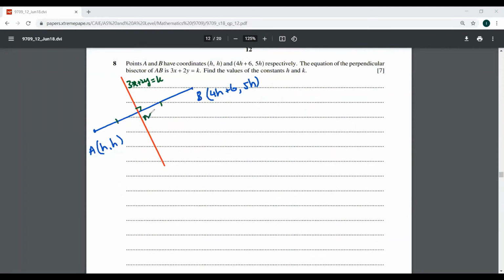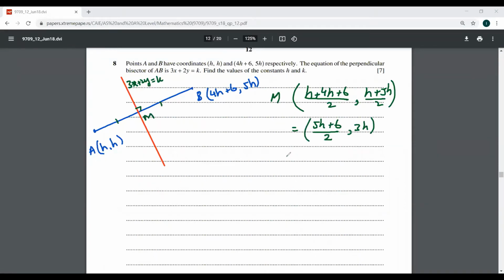Let me assume that this point is M. So first of all, you have this M. You can find this M in terms of h. So that would be h plus 4h plus 6 over 2, comma, h plus 5h over 2. That is your point M. This is going to be 5h plus 6 over 2, comma 3h. Okay, this is one thing.